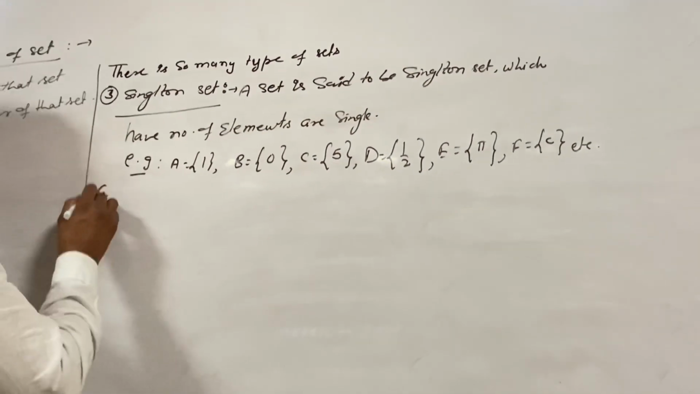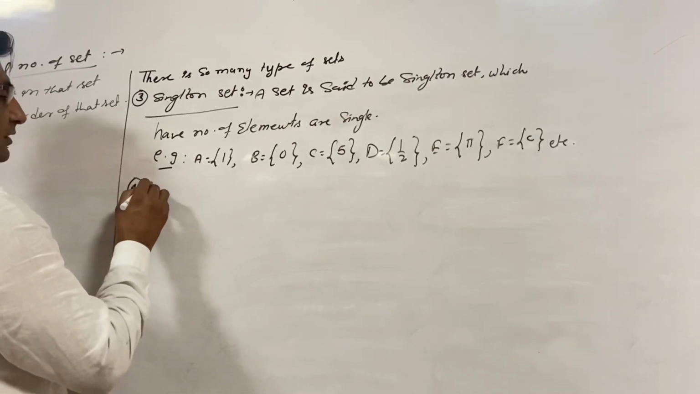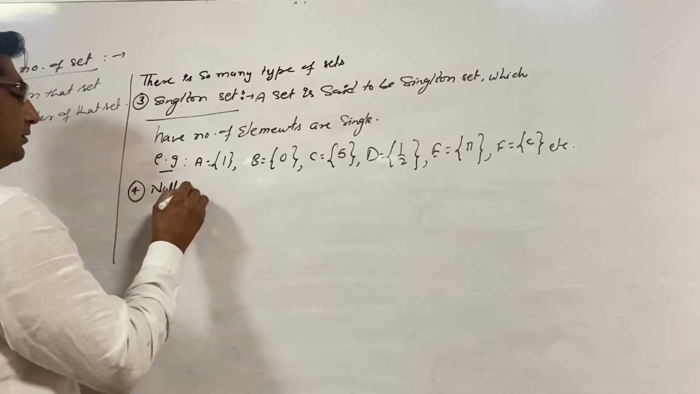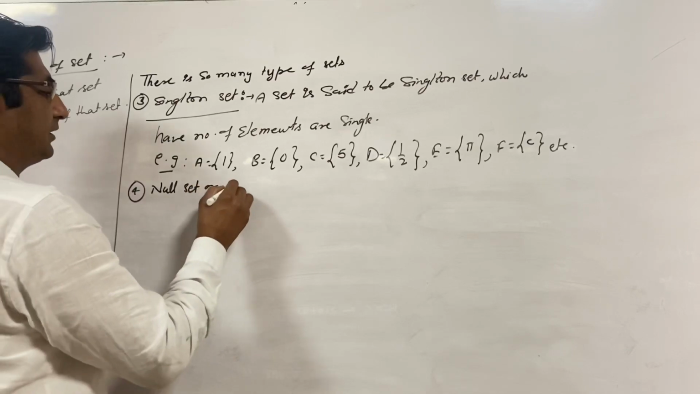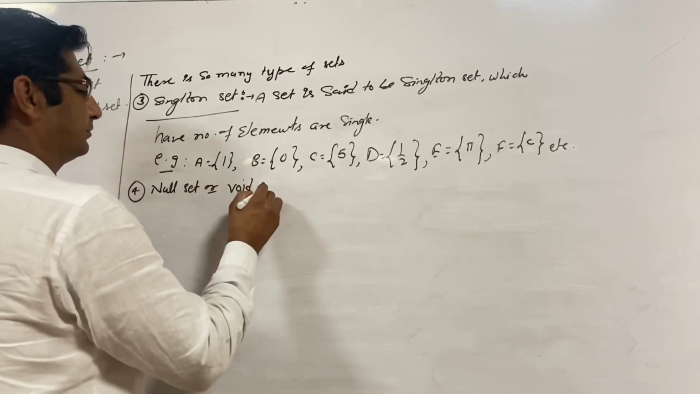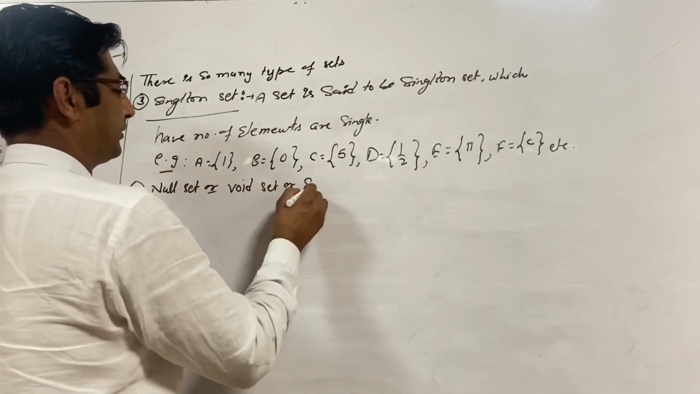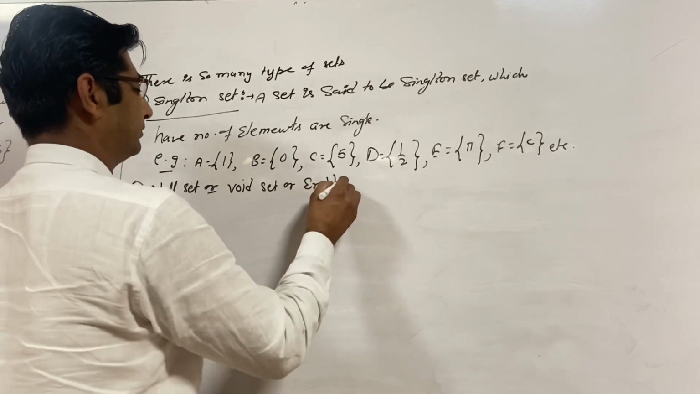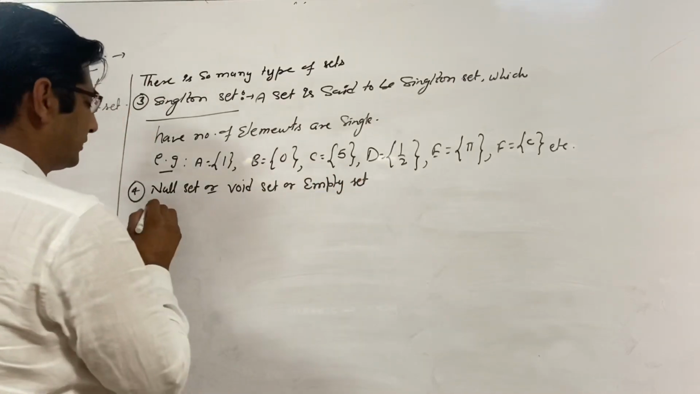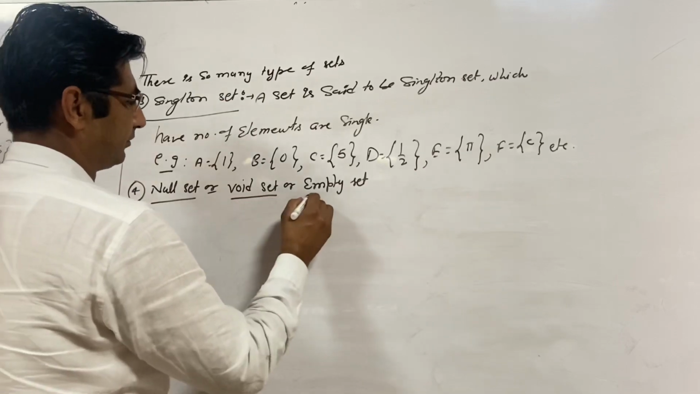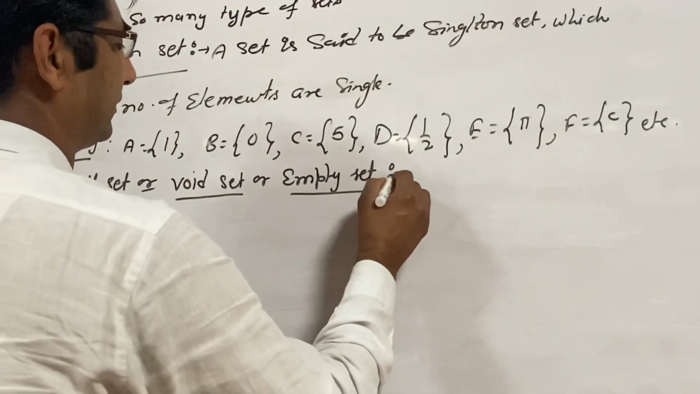Fourth of them, null set, void set, or empty set. There are 3 names: null set, void set, or empty set.